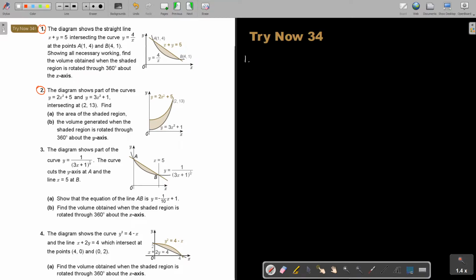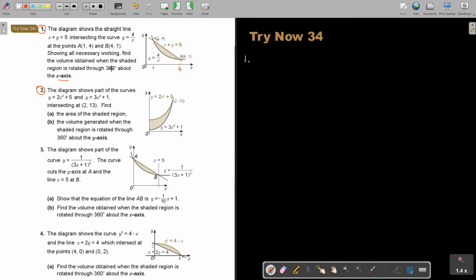Let's start with number 1. The diagram shows the straight line intersects the curve at the points (1, 4) and (4, 1). This is going to be about the x-axis, so I'm just interested in x values. So this is going to be 1, and this is going to be 4.